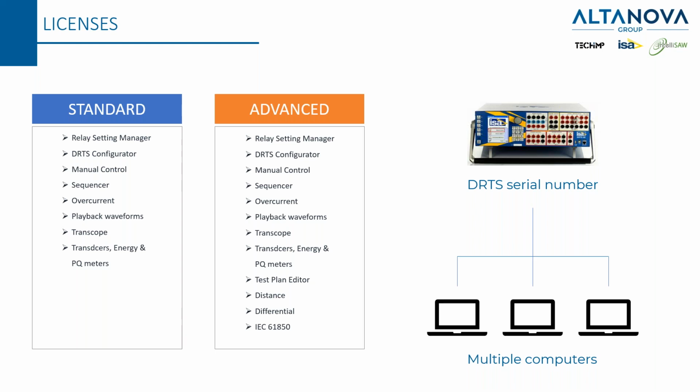The standard and advanced license are based on the serial number of the device. This means that if you want to receive the license, then we have to be informed about the serial number of your device. For example, you already have the DRTS, and you wanted to see the TDMS, then you have to provide us your serial number.